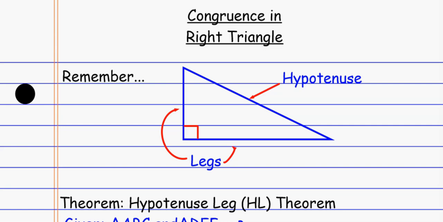Hi there, folks. Today we're looking at congruence in right triangles. We've been looking at congruence in triangles in a general sense, using things like side, side, side, or side, angle, side. That still works for right triangles, but right triangles are special, so we'll have some more to add to that as we're looking at right triangles.